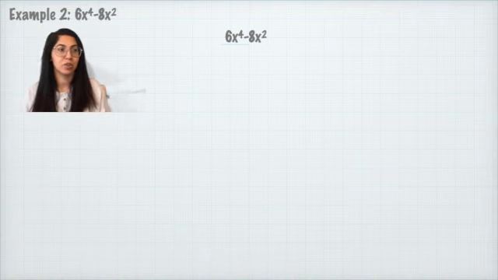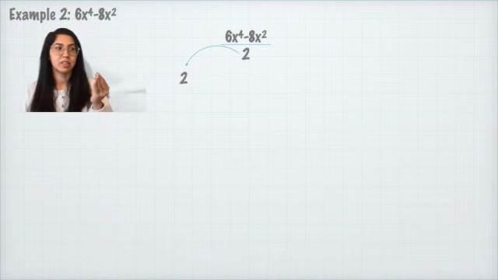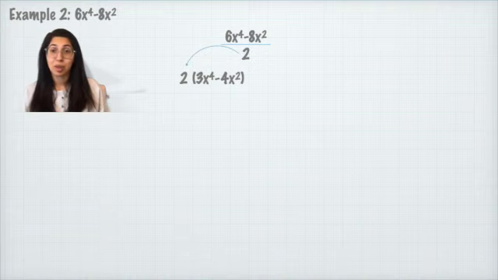First, we're going to look at those coefficients. They're both even. Since both numbers are even, 2 is automatically a factor. So I take out a 2. I am going to put it out front. So 2, what am I left with? 6x^4 divided by 2 is 3x^4. Negative 8x squared divided by 2 is negative 4x squared. So this is what I'm left with.